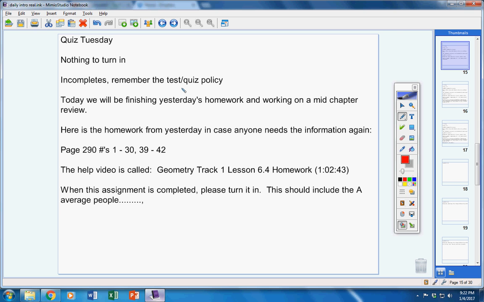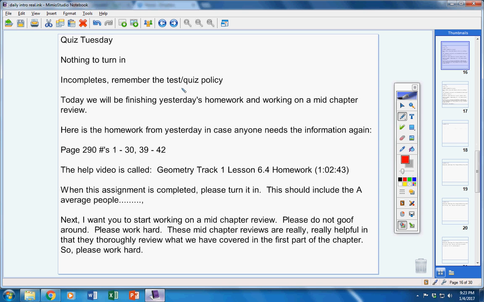Now, when this assignment is completed, please turn it in. Now, this should include the A average people because everyone worked on it in class yesterday, and everyone's going to finish it today. So A average people are required to work the entire class period. So everyone should turn this assignment in completely finished, or you will not get a 100, okay?